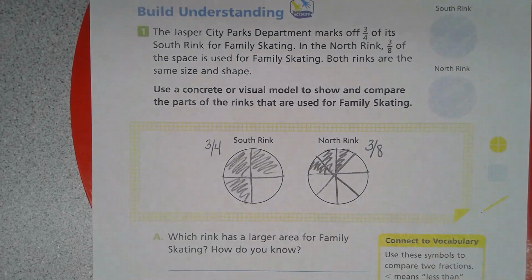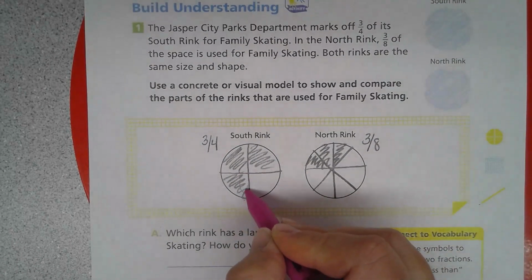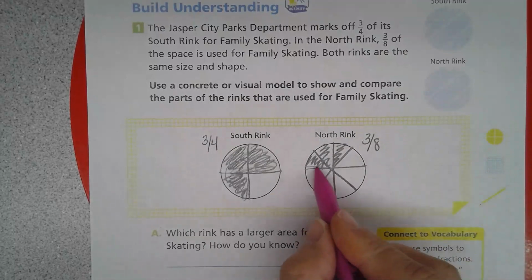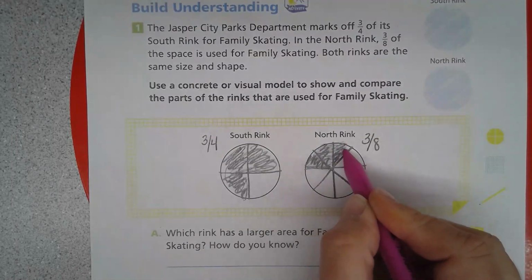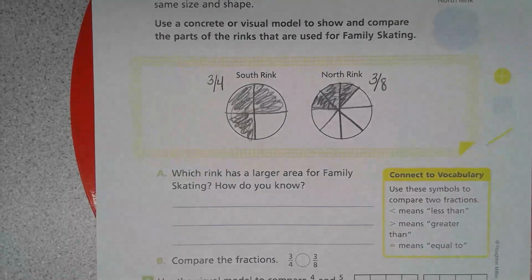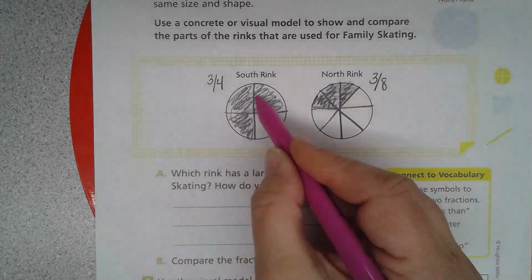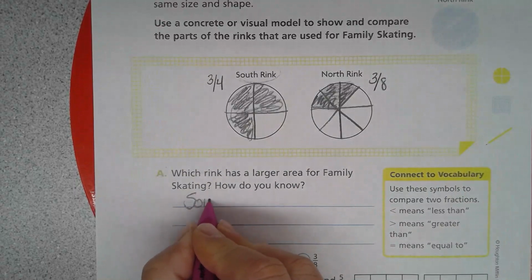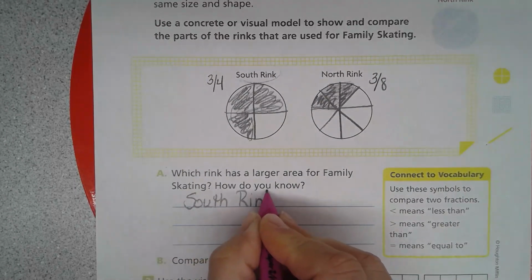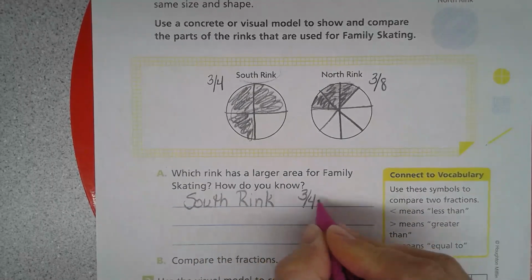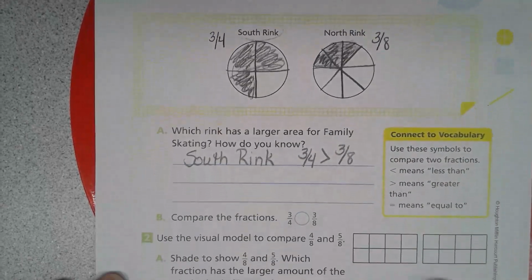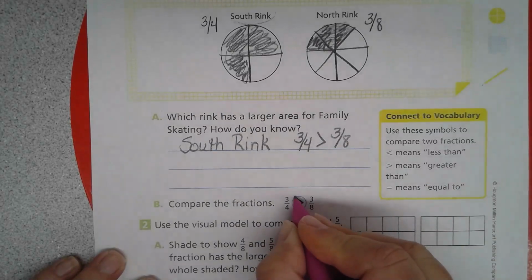Okay? So here is 3/4, all of this, all the way over to here. Shade that in a little better. And 3/8 would be here all the way over to here. So the question is, which rink has a larger area for family skating? This big space or this space? That's right, South Rink would be bigger. How do we know? We know that 3/4 is greater than 3/8, because it's bigger. And that's what we're doing right here: 3/4 is greater than 3/8, like so.